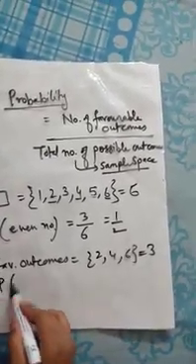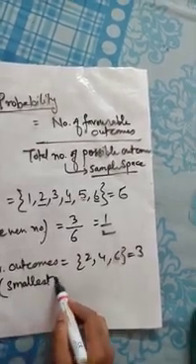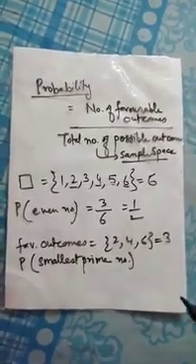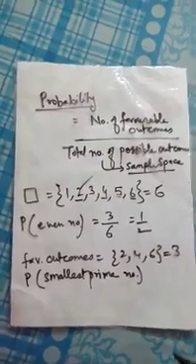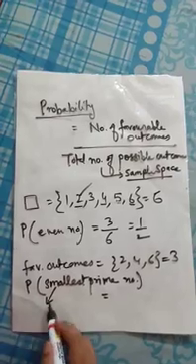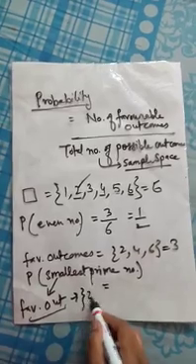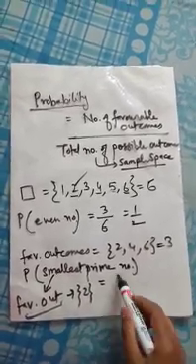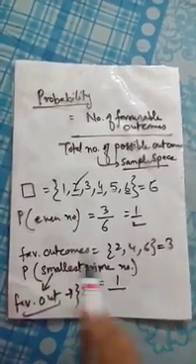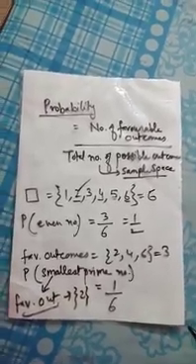Now suppose somebody asks you probability of smallest prime number. Now which is the smallest prime number? 2 is the smallest prime number. So if I ask you about the favorable outcomes, what are the favorable outcomes? There is only one outcome, 2. So the probability is 1 upon 6, because how many favorable outcomes are there? 1. And how many are the total number of outcomes? 6. This is how you are supposed to solve the question.